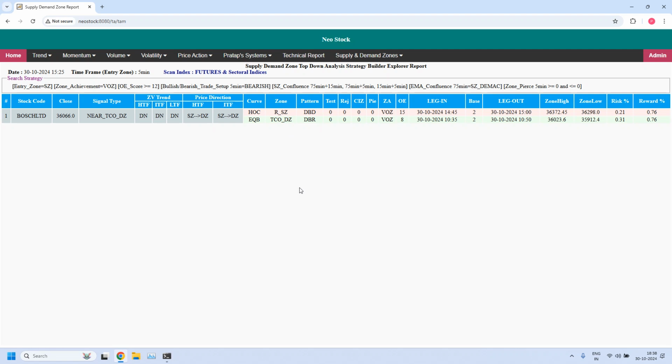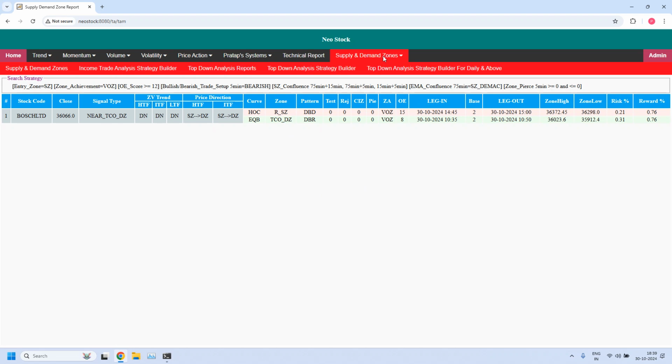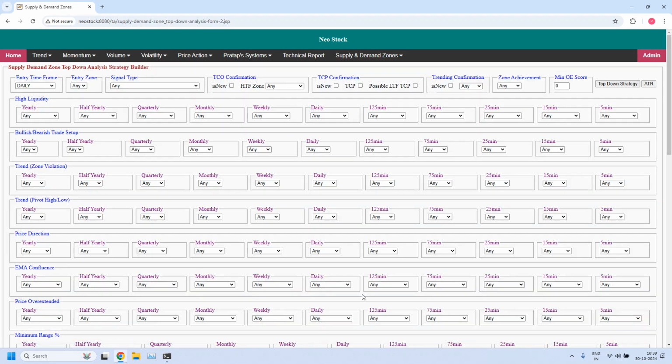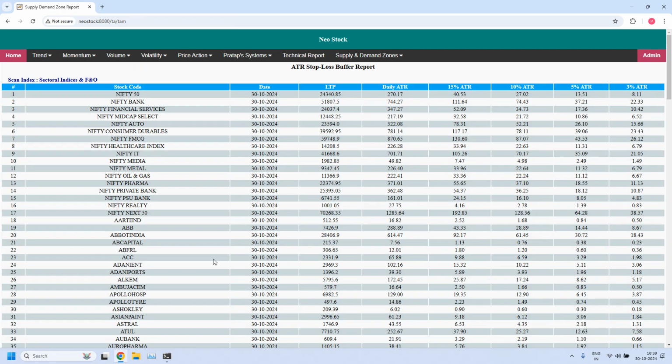So this is about bearish trade setup for hourly income trade. With this, we have completed all the income trades. And in the final report, let's verify stop buffers based on daily ATR. These are the daily ATRs. First 17 in this list are indices. Remaining all are equity stocks.